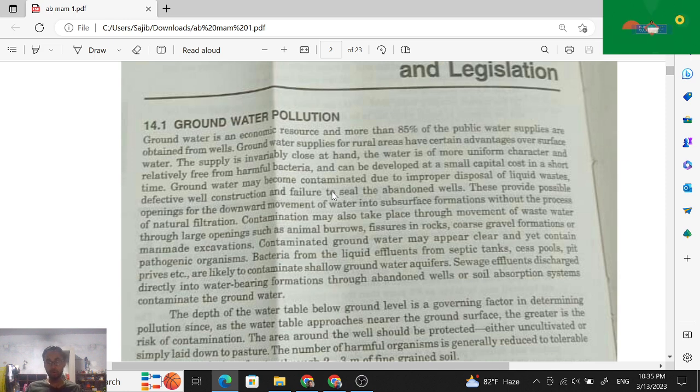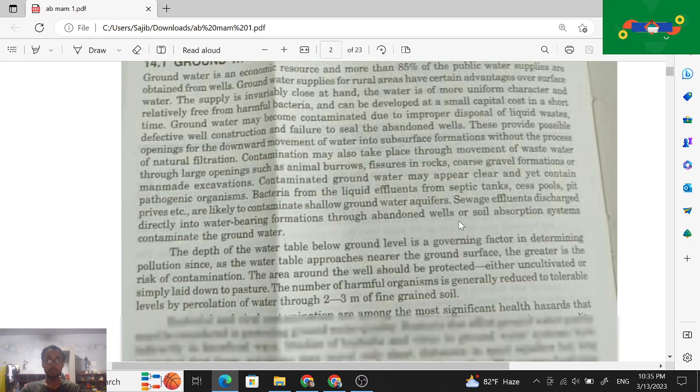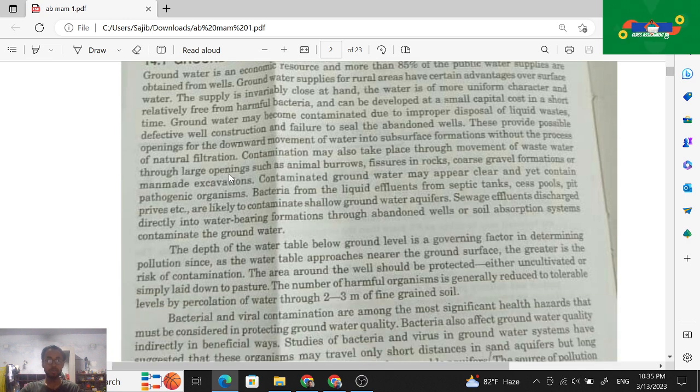Groundwater may become contaminated due to improper disposal of liquid waste, defective well construction and the failure to seal abandoned wells. This provides a possible opening for the downward movement of water into the subsurface formations without the process of natural filtration. Contamination may also take place through the movement of wastewater through large openings, such as animal burrows, fissures in rocks, coarse gravel formations, or man-made excavation.